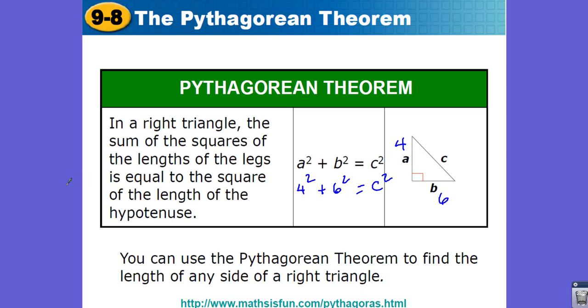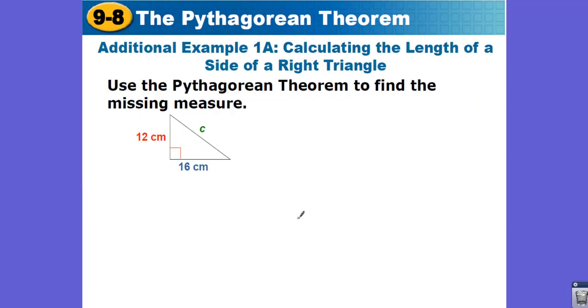So let's see if we can answer a few questions. Here's our first one. It says, use the Pythagorean Theorem to find the missing measure. So we're looking for C right here, which is called the hypotenuse. The first thing that I want you to do anytime you do one of these problems is write down the formula.